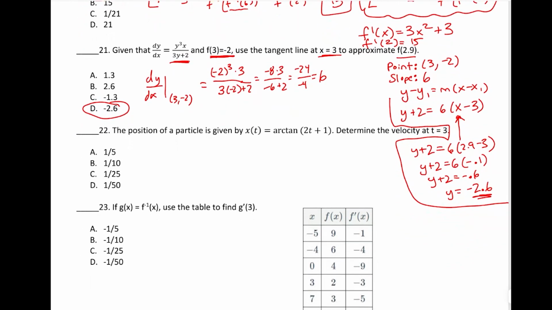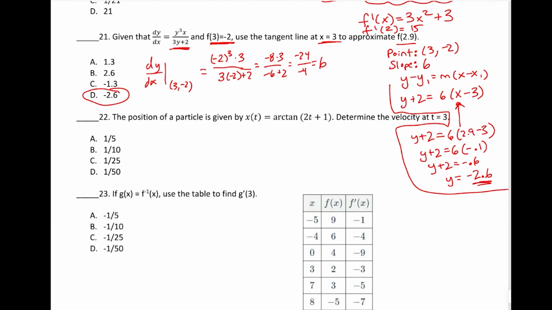Number 22 says the position of a particle. Okay, another PVA problem here. So remember, acceleration is the derivative of velocity, which is the second derivative of position. And velocity is the derivative of position. I really like just stating that up front to make sure you can get those points. Anyway, it's given by this little formula here. So we are going to need our arctangent derivative, and then we will determine the velocity at t equals 3. So basically, we need to find the velocity function, which is the derivative.